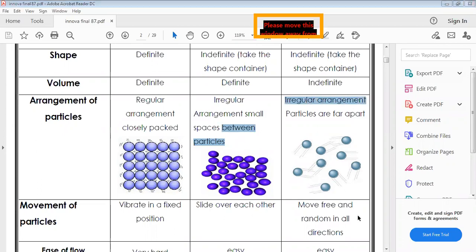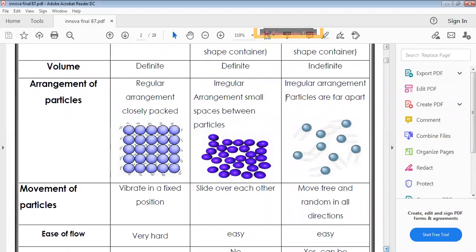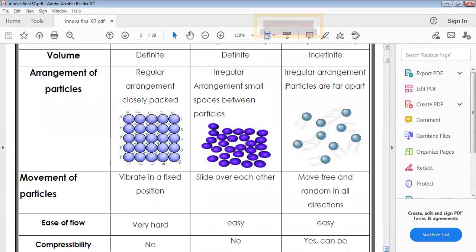Okay, now you understand the movement of the particles and the arrangement of the particles. Now, what about the flowing? The flow of the particles from one place to another. Which states of matter can flow and which cannot? The easy to flow ones are the liquid and gas, because they have spaces between their particles, so they can flow.